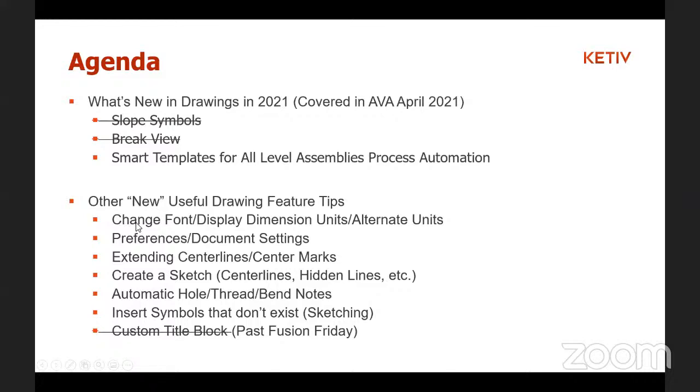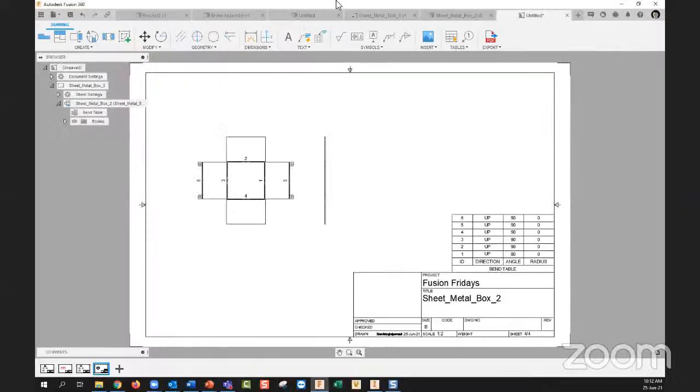The second item on the list here is changing the font display. So what if you have a display that you want to show both inches and millimeters or metric in your drawing? I know we're working with some customers that actually need to show both.